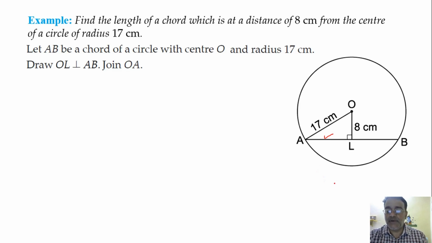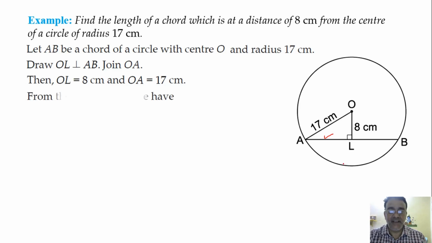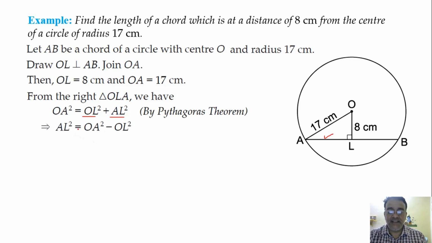So we know that the perpendicular drawn from the center to the chord bisects the chord. So AL is equal to half of AB और AB is equal to 2 times AL. ठीक है. अभी फिलहाल हम लोग AL निकाल रहे हैं by Pythagoras theorem. So OA square is equal to OL square plus AL square. So AL square will be equal to OA square minus OL square, that is 17 square minus 8 square, that is 64. So 289 minus 64.